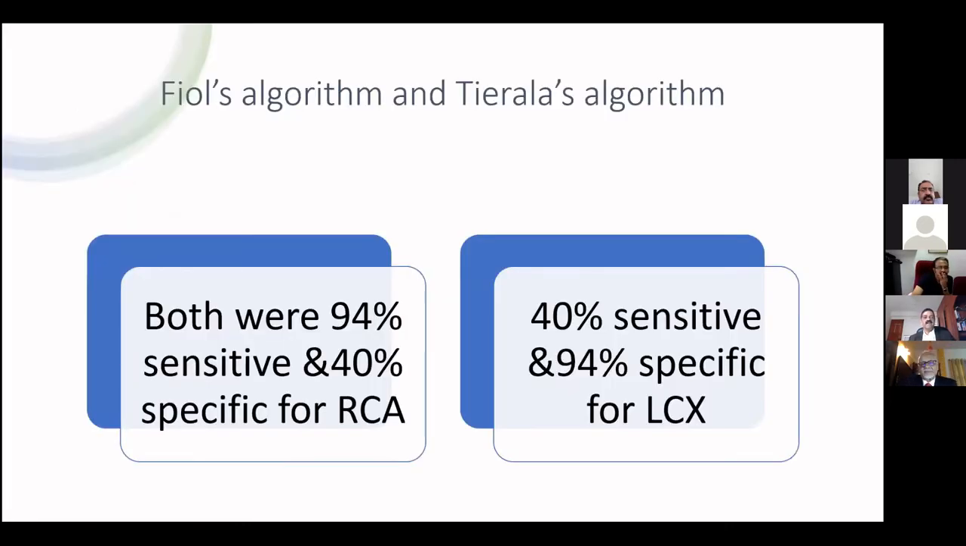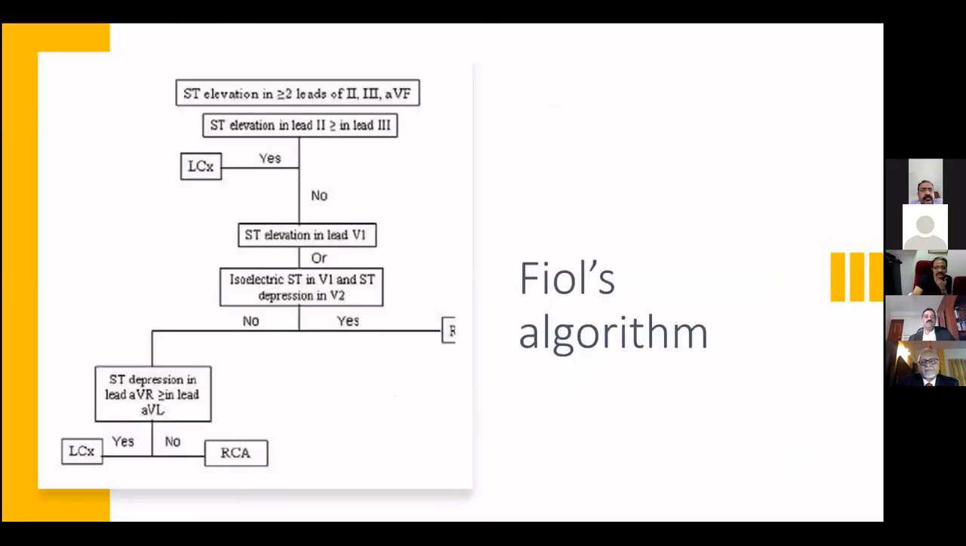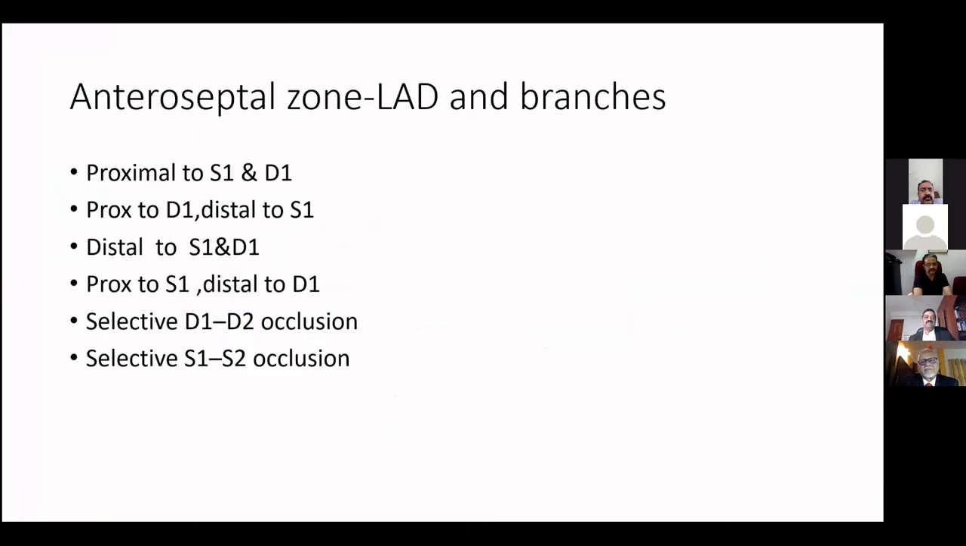There are other things also like the Fiol algorithm or Tierala's algorithm, which are about 94% sensitive and 40% specific for RCA, and 40% sensitive and 94% specific for circumflex. So look at that number jargon there. So we are more learned about the RCA related infarct than the circumflex infarct.